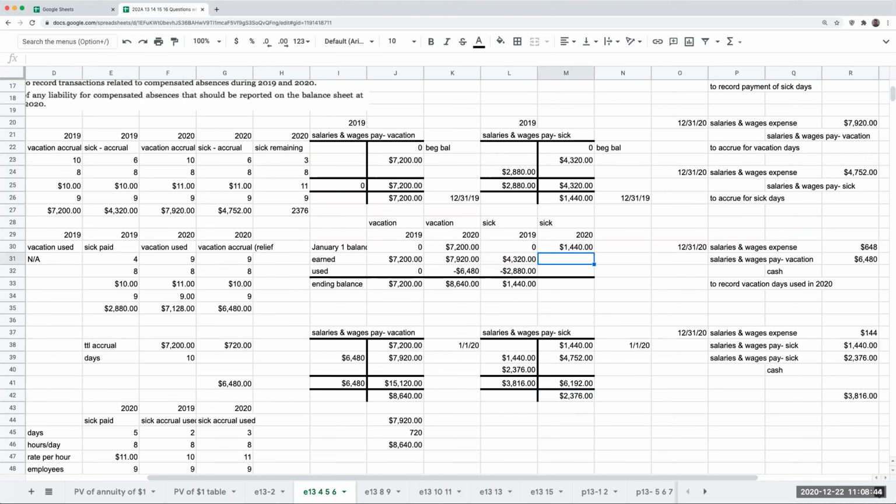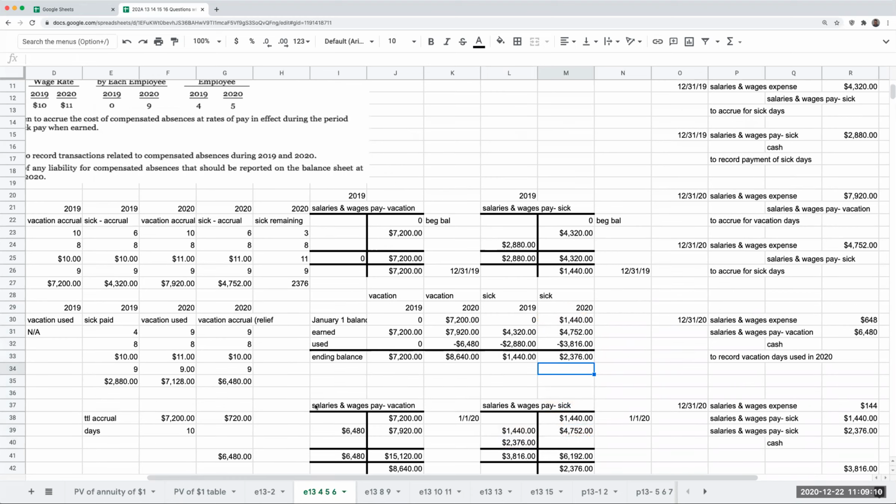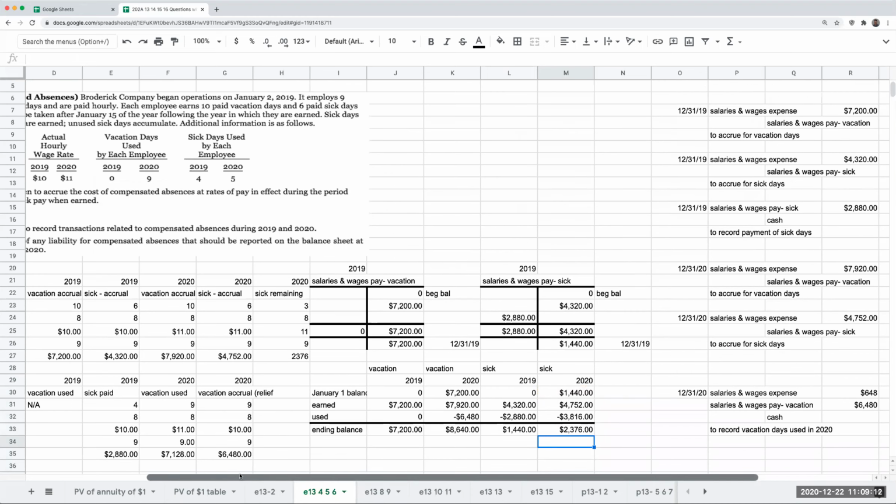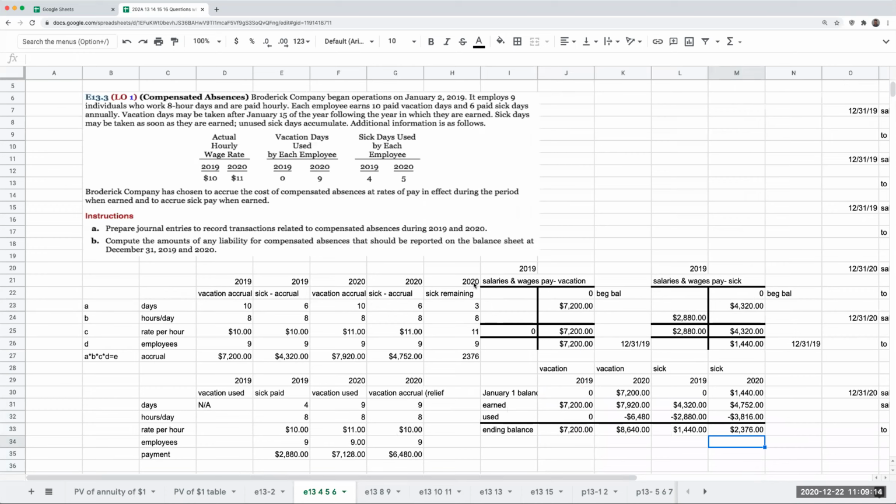So here, my beginning balance was 1440. They earned 4752. They used 1440 minus 2376. So my ending balance in sick days is going to be 2376. I realize that this is a lot of work to go through to do a question like this, but this is how you need to make sure that you've done this correctly. So just give me a moment.